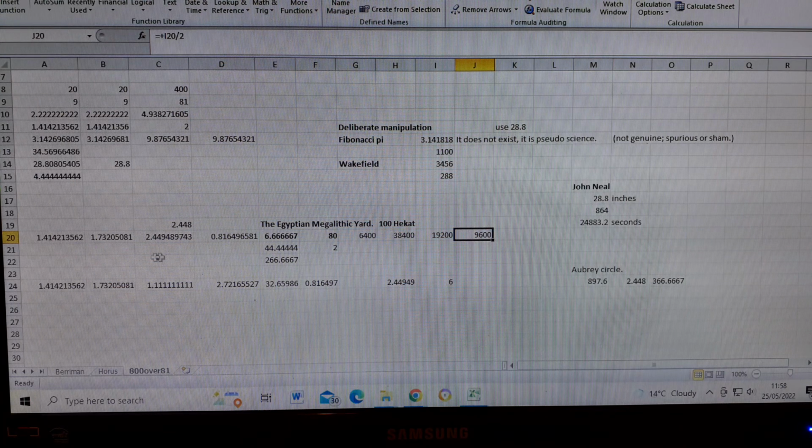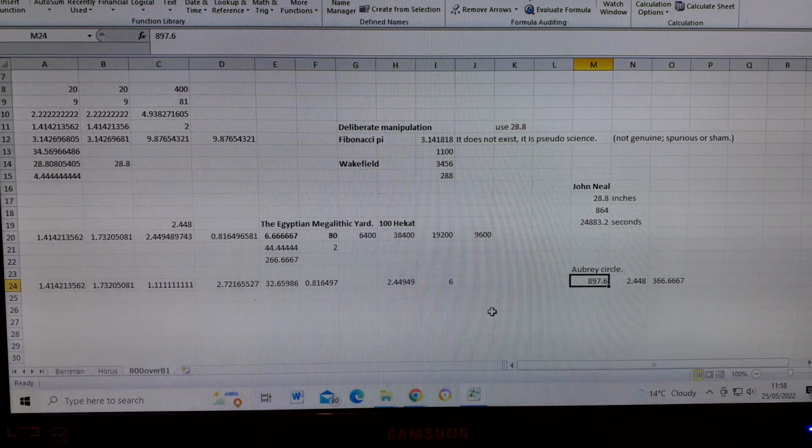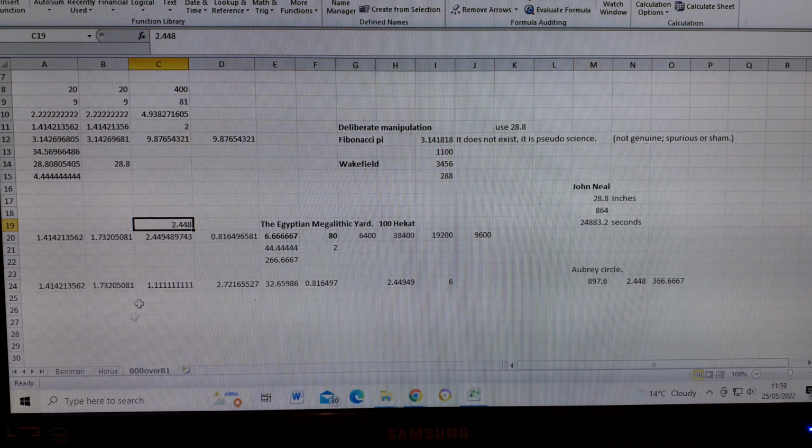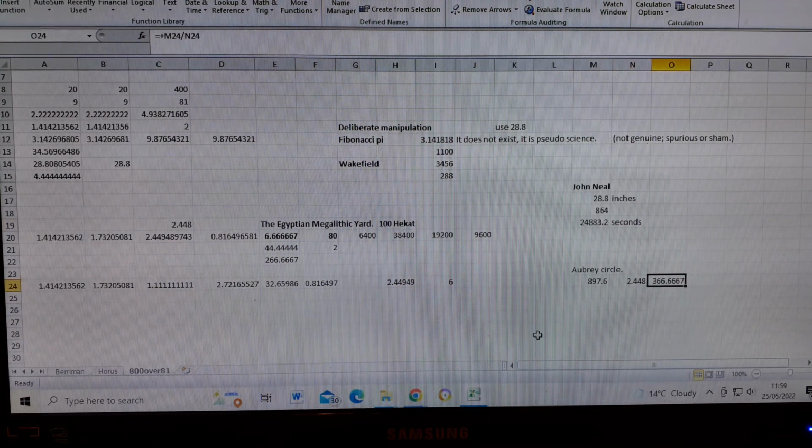And then we're going to go to the Aubrey Circle as a final visit. 897.6 feet, and 2.448 as the square root of 6. Divide by that, we get 366.6667. Do I really need to say anything more? That's it for now. Thank you.